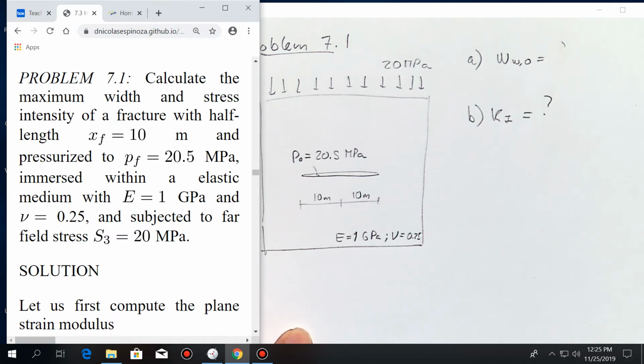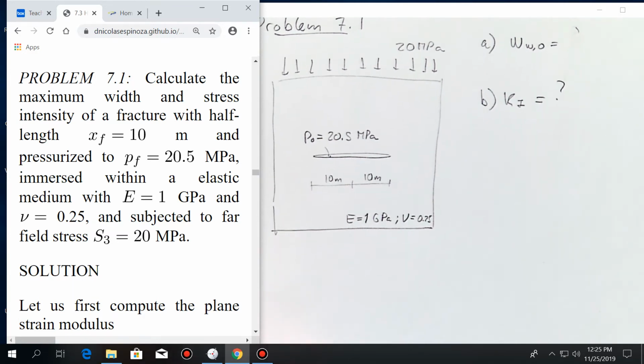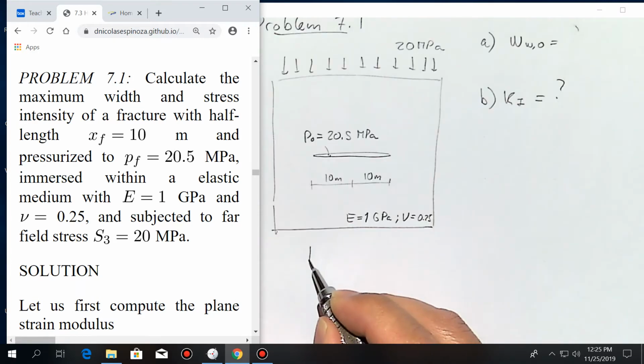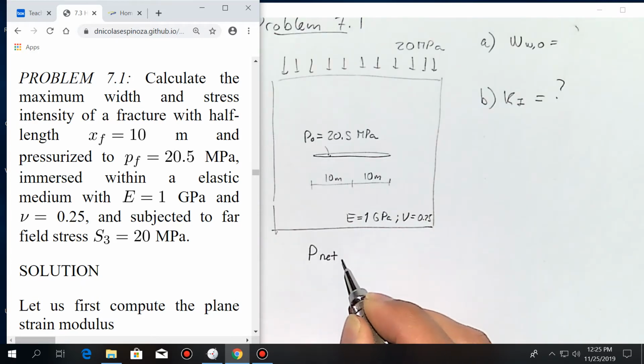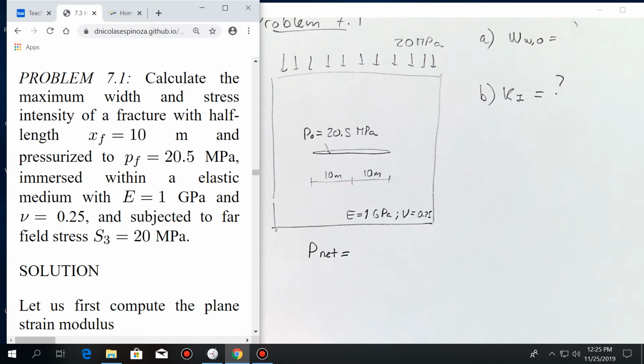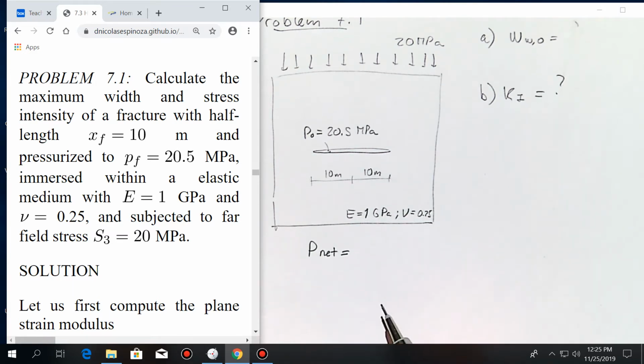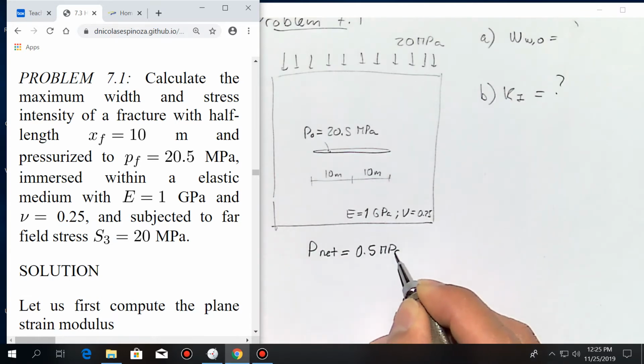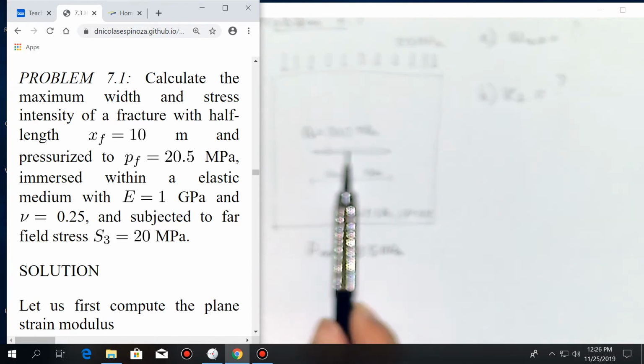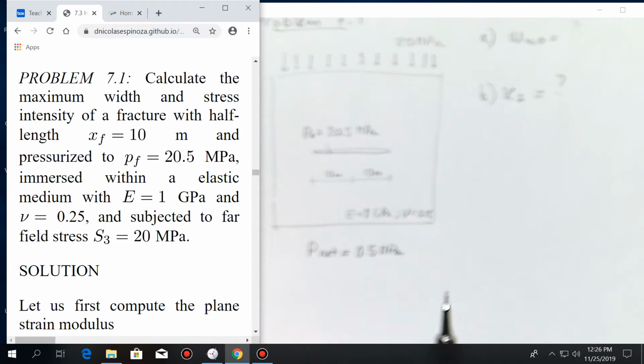But first of all, what do you have to do first? You need to calculate the net pressure, because all these equations that we have been using use net pressure. So the first thing that you have to do is to calculate the net pressure, which in this case is going to be how much? It's going to be 0.5 MPa, because it's the difference between the pressure inside the fracture and the pressure outside.